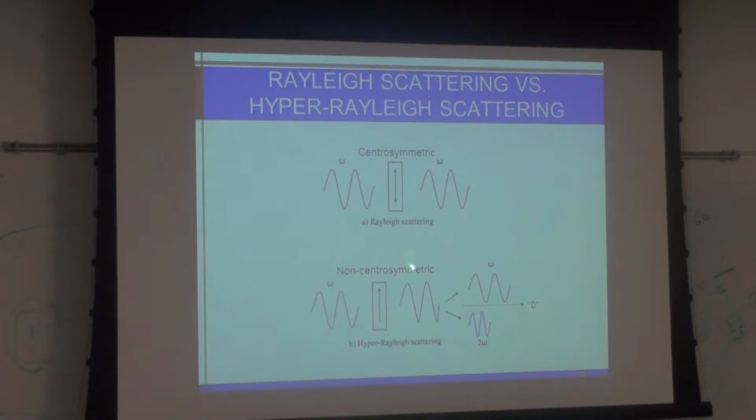So what happens now with a non-central symmetric structure, if I shine a wave at a frequency of omega onto it, there's something that breaks that symmetry. I'm going to get that red light back out, but I'm also going to get an additional frequency component out. That's a 2 omega. Okay, if anyone's interested, actually, you also get a DC component, right, which leads to optical rectification, and some people also use this for terahertz generation. Okay, so that's called hyper-Rayleigh scattering.